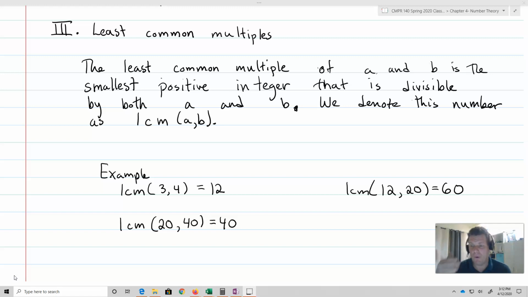Because 40 divided by 40 is 1, okay? And 40 divided by 20 is 2, and we can't get any smaller than that, right? No number smaller than 40 is going to be divisible by both. So 40 is it. On the other hand, the LCM of 12 and 20 is 60. Notice that 12 times 20 is not 60, okay? It's some other number. It's in fact 12 times 5 and 20 times 3.